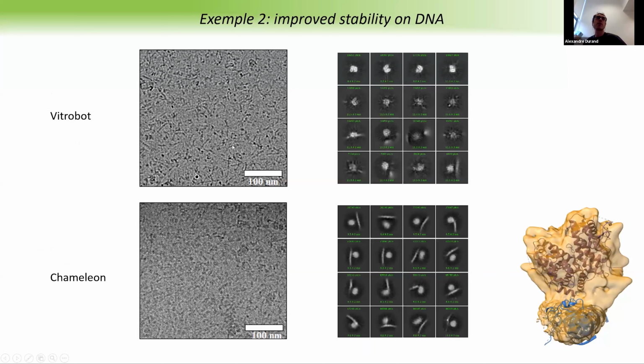In this example, actually, the major limitation was the disruption of the interaction between the protein and the DNA that was studied. And using the chameleon, the user could dramatically enrich the proportion of protein still binding to the DNA, which even led to the first reconstruction of the complex sitting on the DNA.